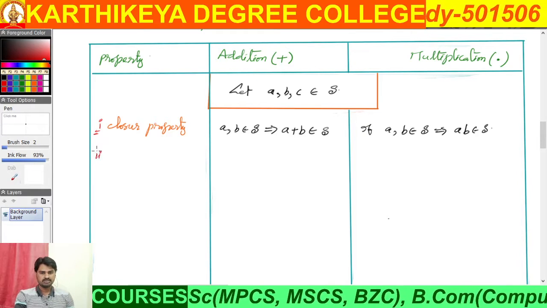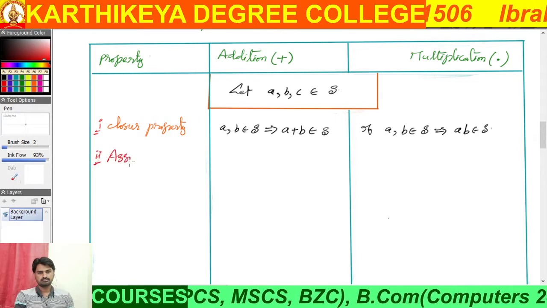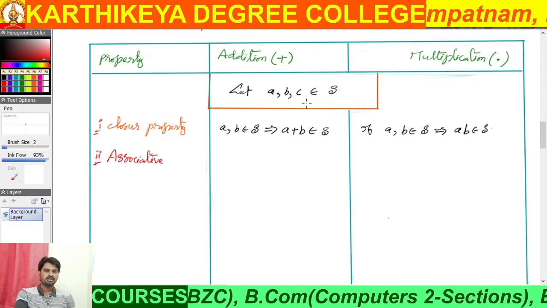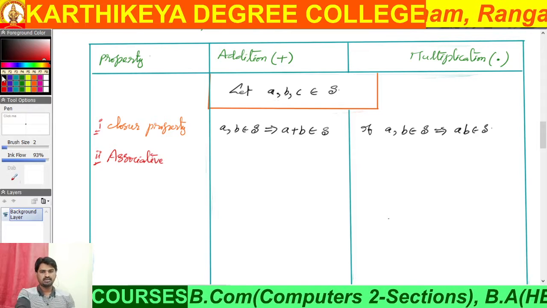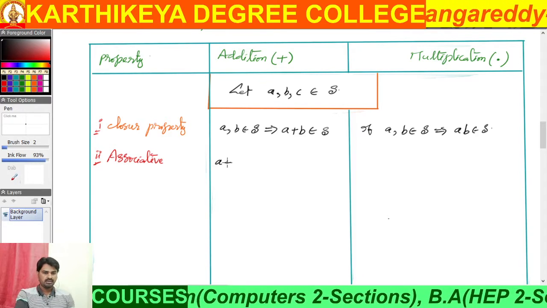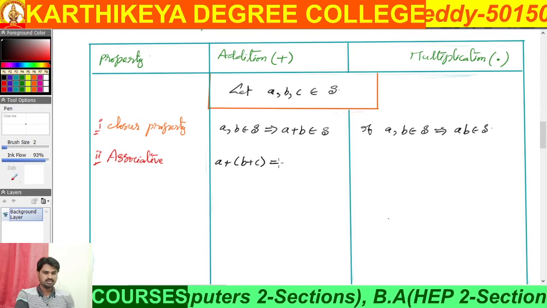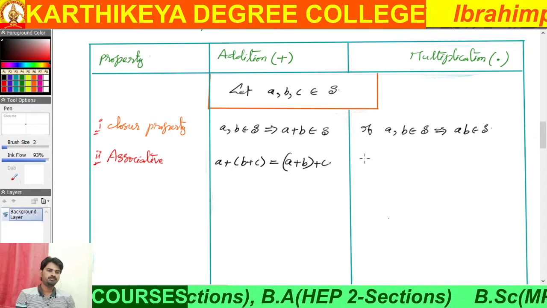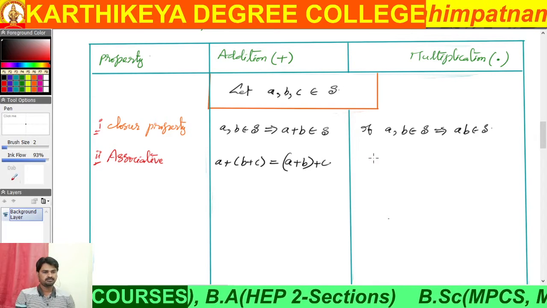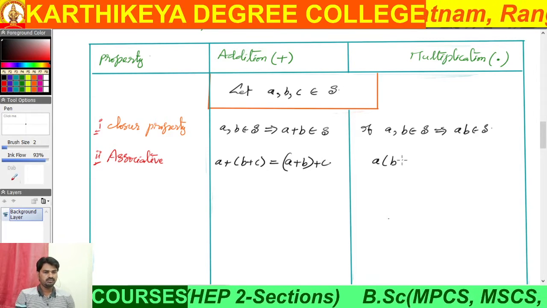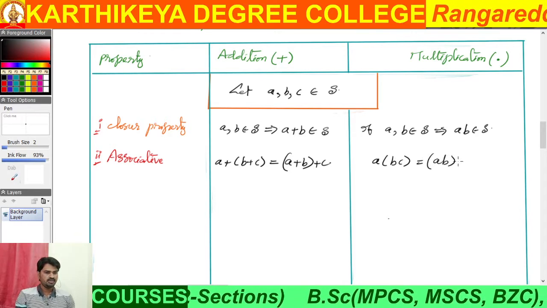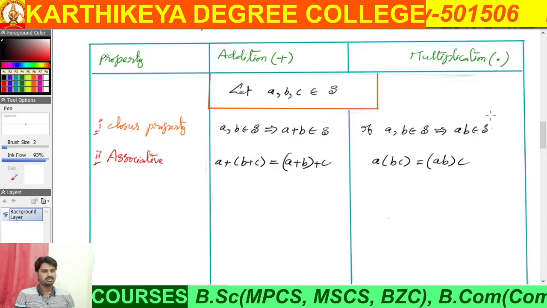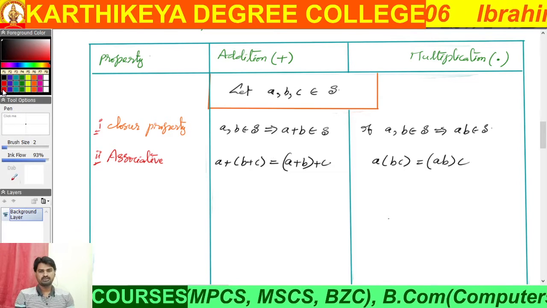Second one, associative property. Here a, b, c belong to S. Now we write (a plus b) plus c is equal to a plus (b plus c). This is called the associative property. Here also with respect to dot, a into (bc) is equal to (ab) into c. That means with respect to addition you use the plus, and with respect to multiplication you use the dot.